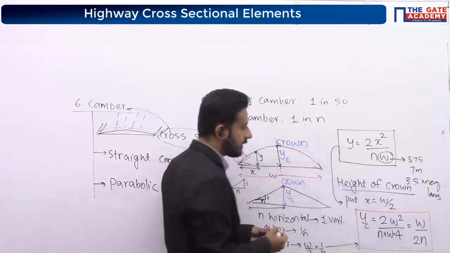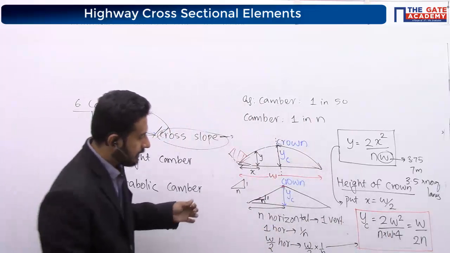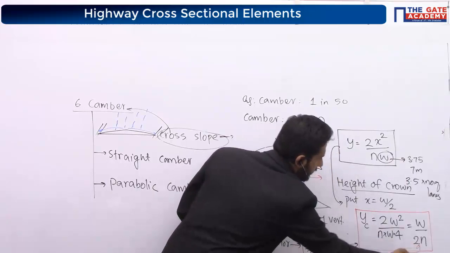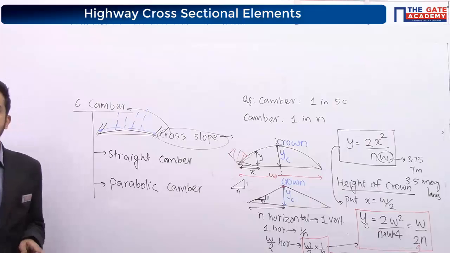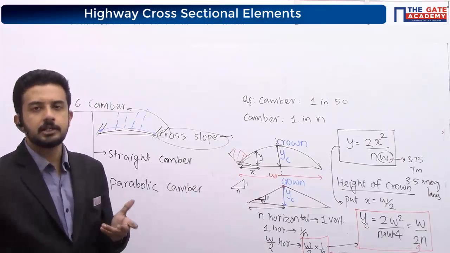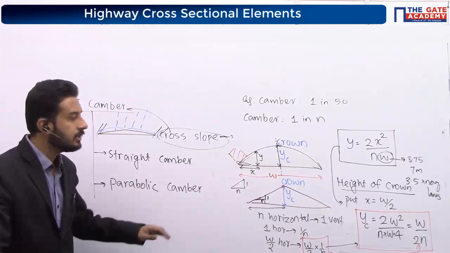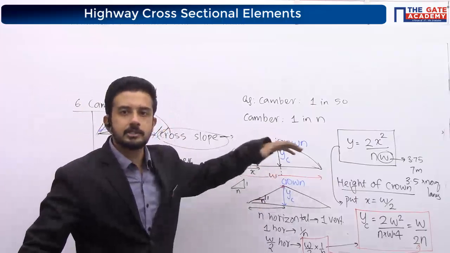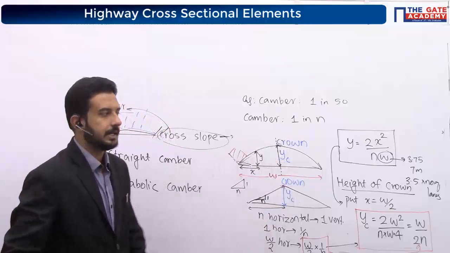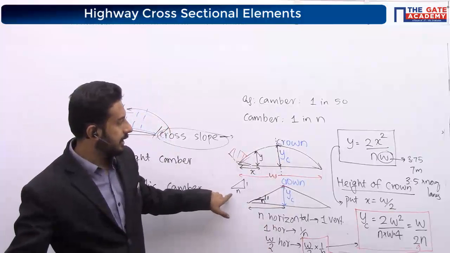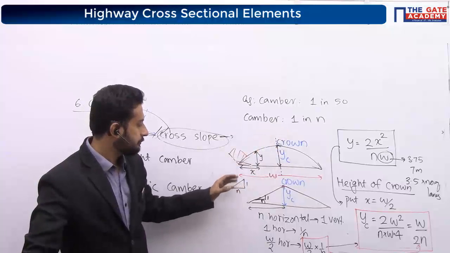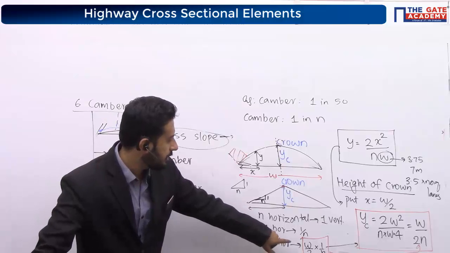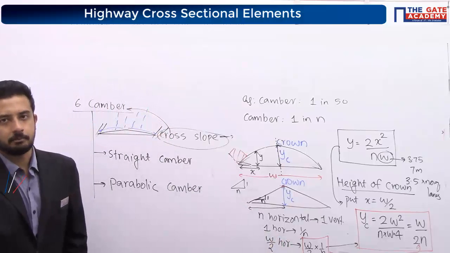Understood? If it is a straight camber also, we get W by 2n. But the proof is not like this simply. This is nothing but W by 2n, the same equation you are going to get here also. If it is a straight camber, the height of crown is the same. But this concept we can't use here because it's a parabolic shape, not linear. 1 in n camber means 1 vertical for n horizontal, which means for W by 2 it will be W by 2 into 1 by n.